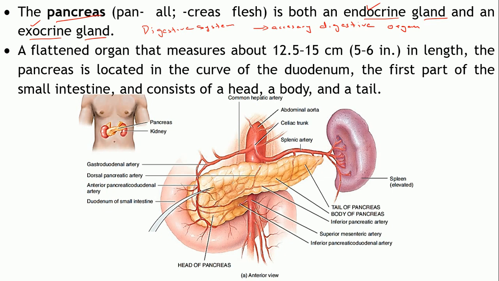Okay, so as we have already considered earlier, this flattened organ is part of the digestive system as well. It measures 12.5 to 15 centimeter in length. It is a flattened organ and is located in the curve of the duodenum. This is the duodenum. Okay, so in the curve of the duodenum is located this pancreas. This is the organ. So it comprises three parts as we have seen. The head of the pancreas, the middle portion is known as the body of the pancreas, and the last tapering part is known as the tail of the pancreas.